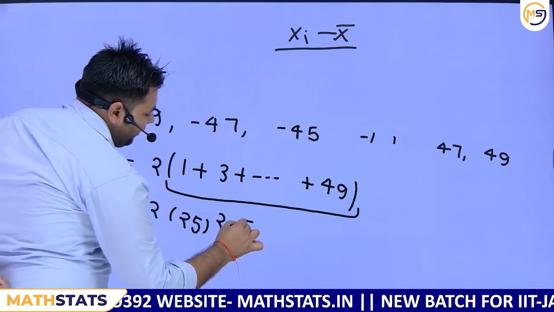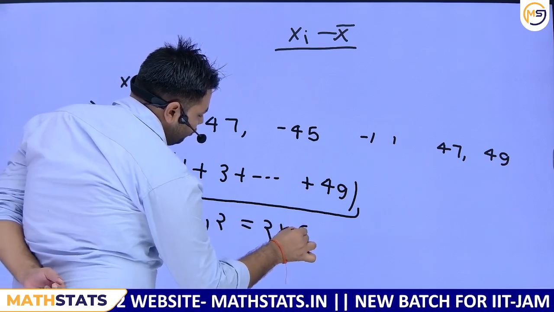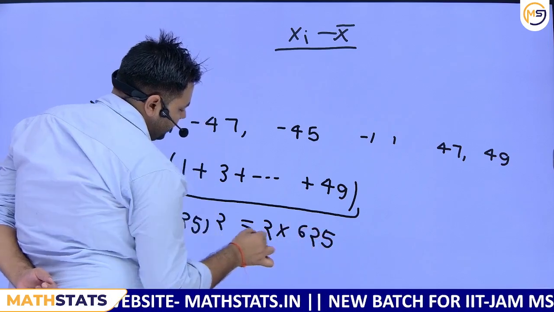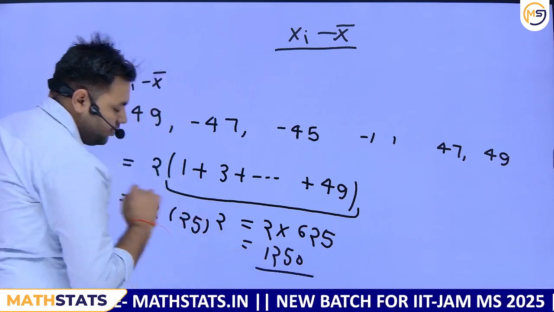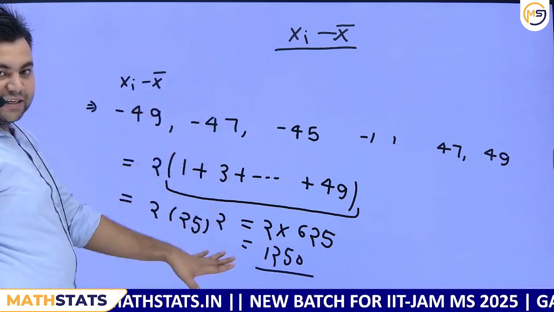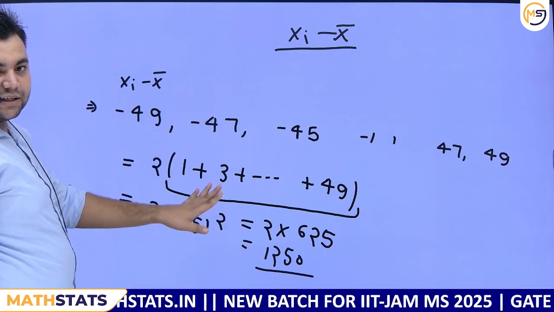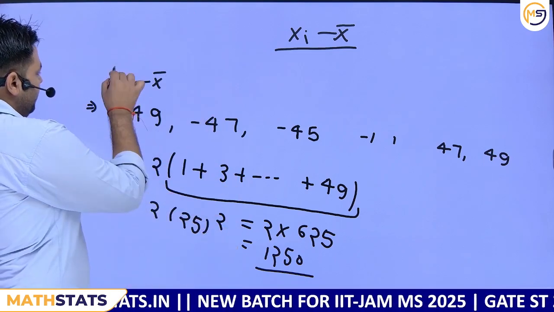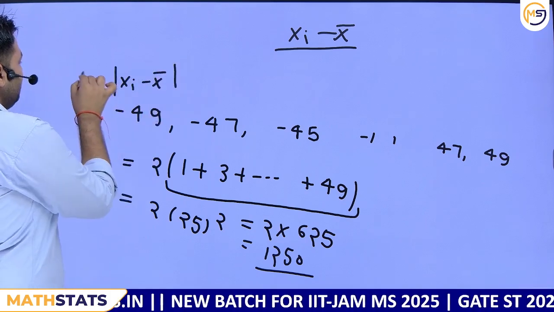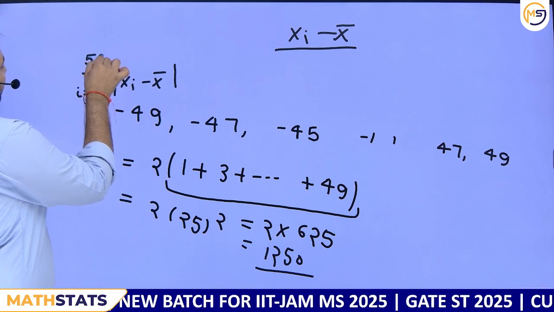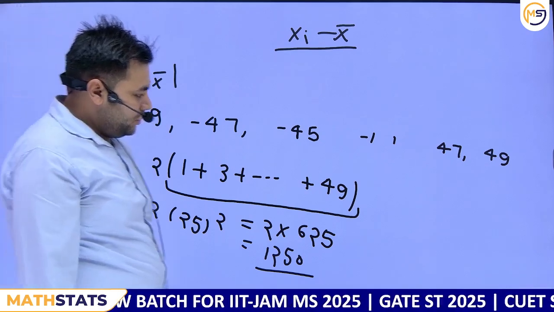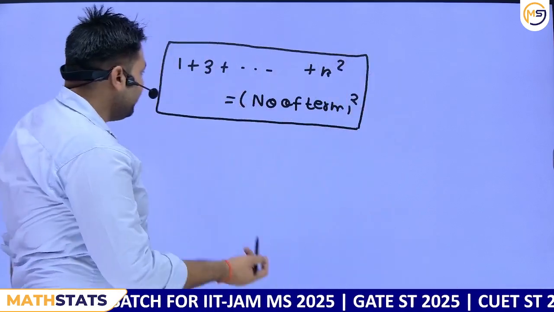So 2 into 25 square equal to 2 into 625, so this equals 1250. So this is the sum of deviation, right? This is the summation of mod of xi, i equal to 1 to 50, right? So now, what is mean deviation?